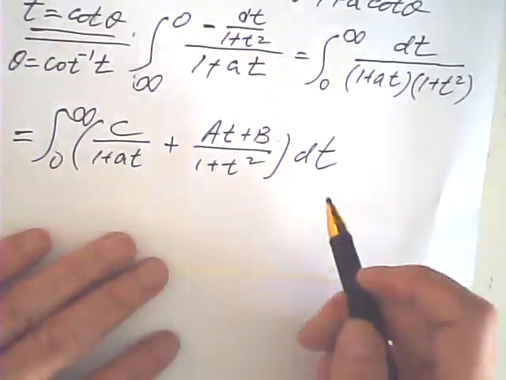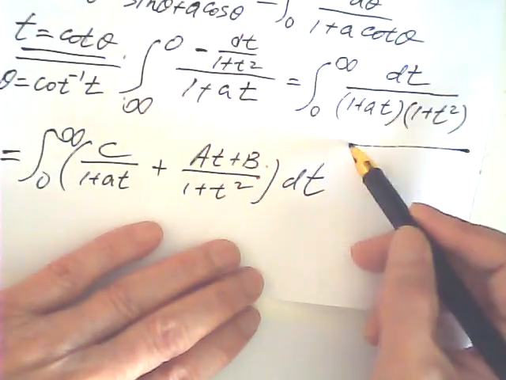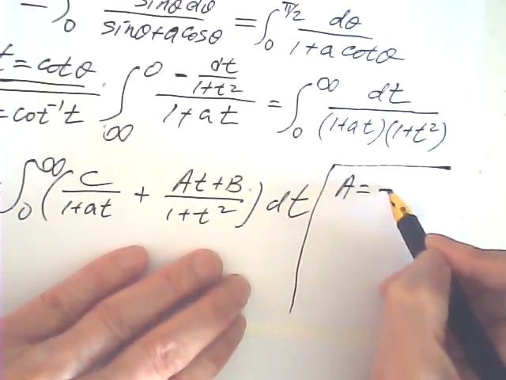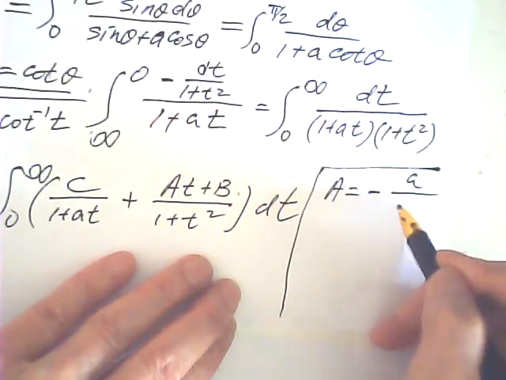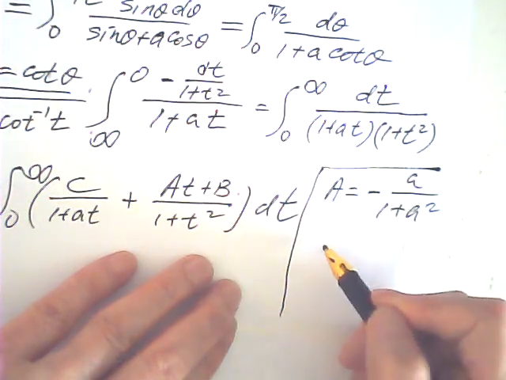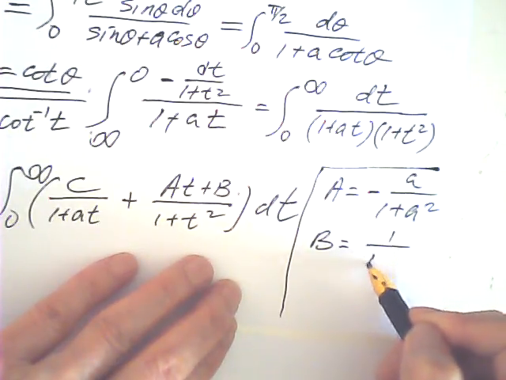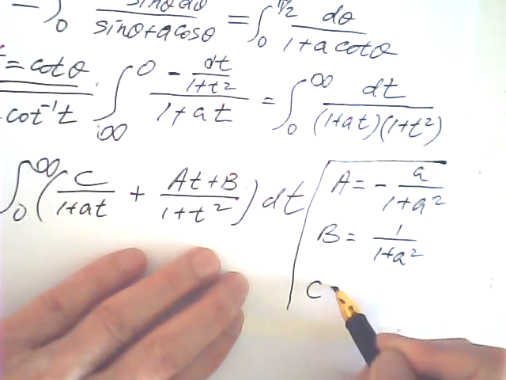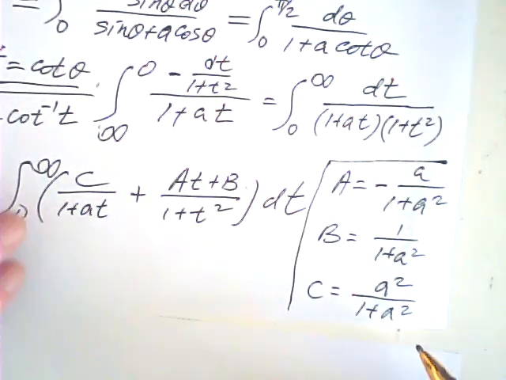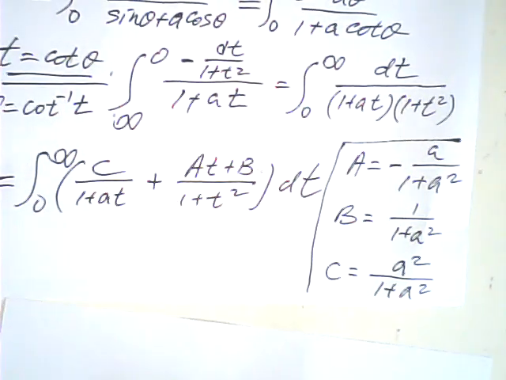Now I omitted the steps to determine A, B, C. This is not difficult; you know how to do it. A is equal to this, a over 1 plus a squared. B is equal to 1 over 1 plus a squared. C is equal to a squared over 1 plus a squared. All right, simply determining those coefficients.